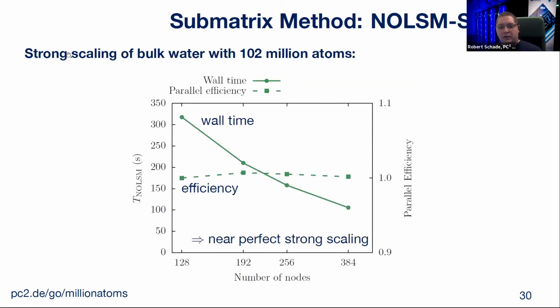Here we have a strong scaling result now for 102 million atoms, scaling from 128 nodes to 384 nodes. On the one hand, you see the wall time here, but more importantly, you see here the efficiency, which is very close to 1 and very flat, which also shows you that this method can achieve near perfect strong scaling to thousands of GPUs.